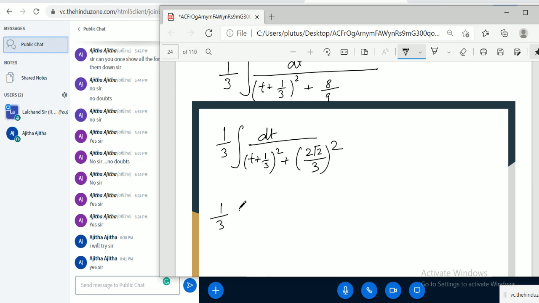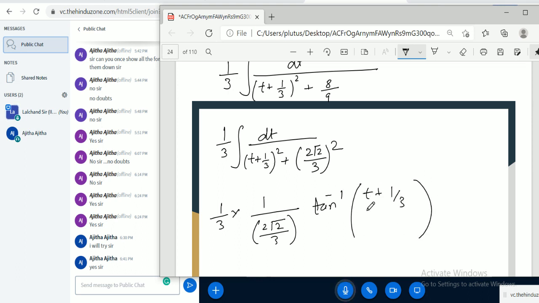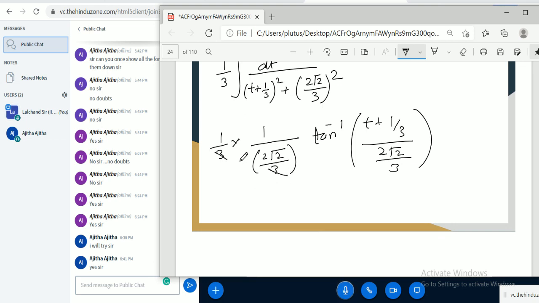1 by 3, 1 by a, that will be divided by 2 root 2 divided by 3, and tan inverse of x by a, x value is 1 by 3 divided by 2 root 2 by 3. Okay. If you simplify this, then finally this 3 gets cancelled. This will be 1 upon 2 root 2, and this is tan inverse, and this 3 gets cancelled, that will be (t plus 1) by 2 root 2 plus c, the constant of integration.